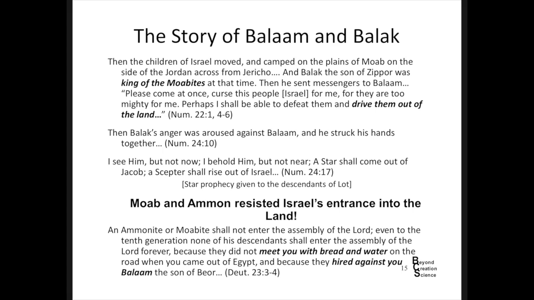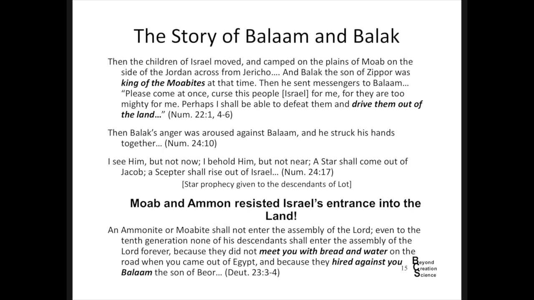That background makes a lot of sense out of more details in the story that follow. Balaam and Balak follow the context. What concerned Balak, king of the Moabites, in Numbers 22? Well, he says it. "Then the children of Israel moved and camped on the plains of Moab on the side of the Jordan across from Jericho. And Balak, the son of Zippor, was king of the Moabites at that time. Then he sent messengers to Balaam, 'Please come at once and curse this people, Israel. For they are too mighty for me.'"